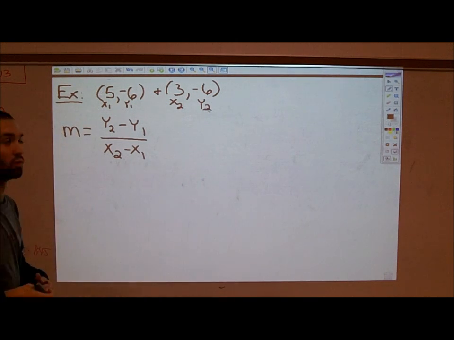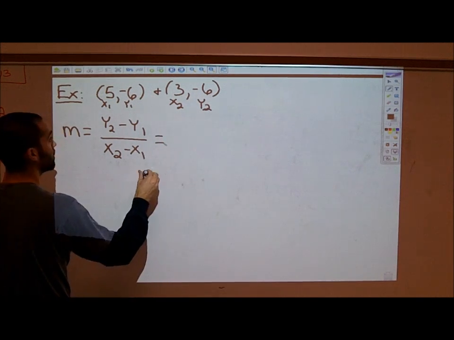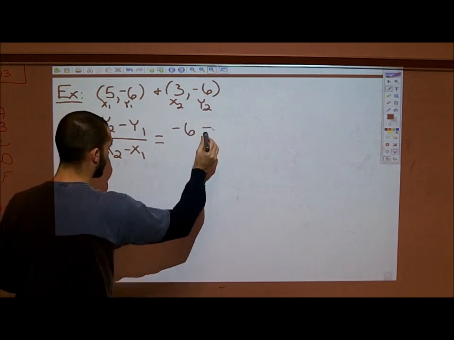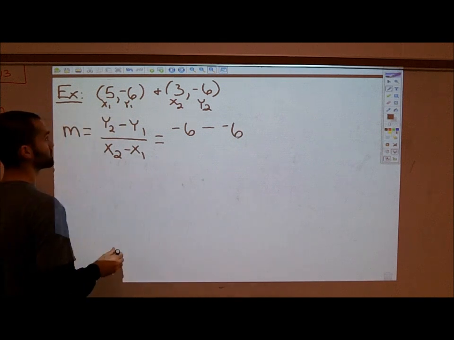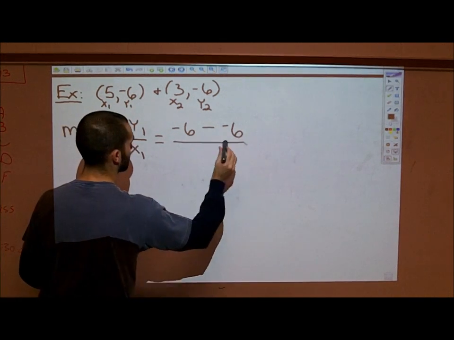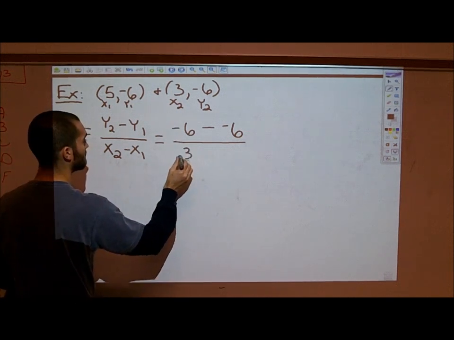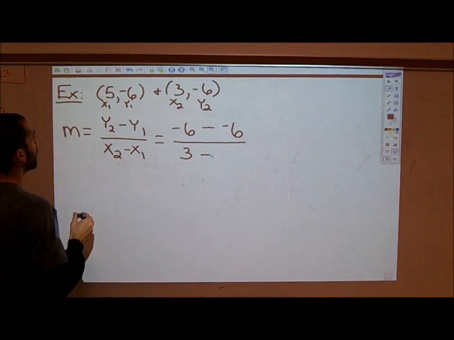Now that we know who our x1, x2, y1, y2 are, just plug them in. y2 is negative 6. We subtract. Our y1 is also negative 6. I put my line over it. My x2 is 3. My x1 is 5.